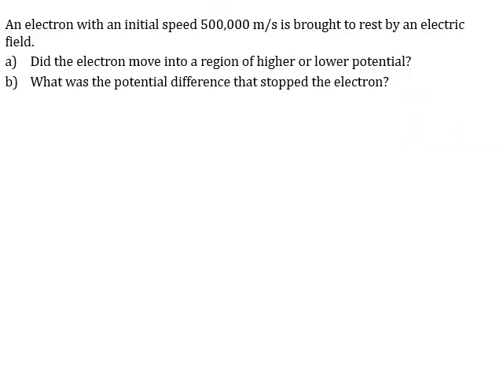This example is a pretty good summary of some of the things we were talking about with conservation of energy. We have an electron with an initial speed of 500,000 meters per second. So let's draw our little electron. It's moving to the right. Remember, electrons are negative. V initial equals 500,000 meters per second. And it's brought to rest by an electric field. So this is where the electron is initially. Finally, it's over here somewhere, and V final equals 0.